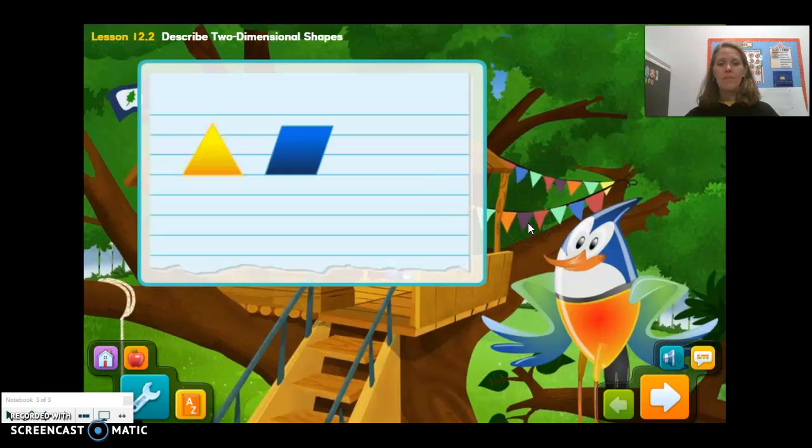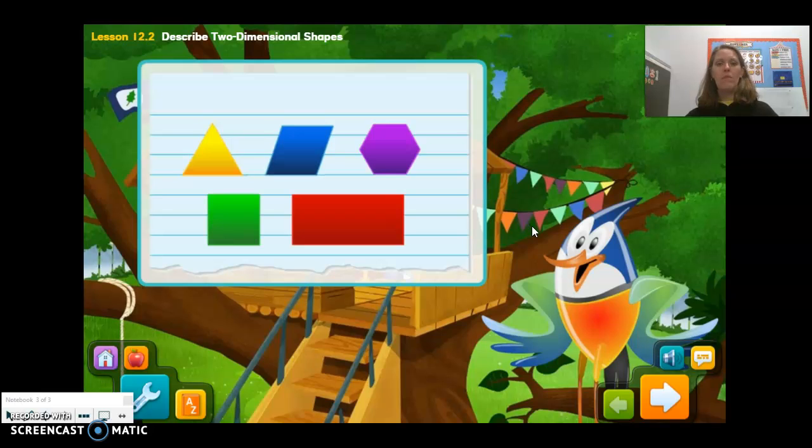Look! Here's another shape. It's different from the one we saw before. And here are 3 more shapes. These shapes are all different. Come with me to learn how we can tell them apart.